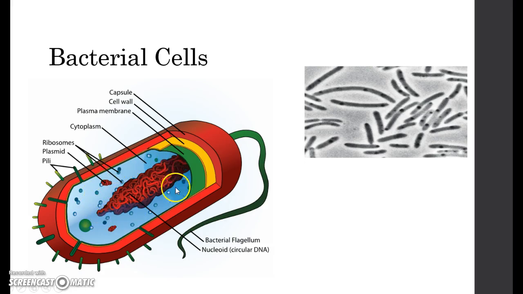Inside is a jelly-like substance called the cytoplasm, which is found in most types of cells, bacterial cells, animal cells, and plant cells. But what's different about bacterial cells is that they do not have a nucleus. So there's no nucleus in here. This blob of what looks like worms is the bacterial cell's DNA. So their DNA just kind of floats around inside the cell, not inside a nucleus.